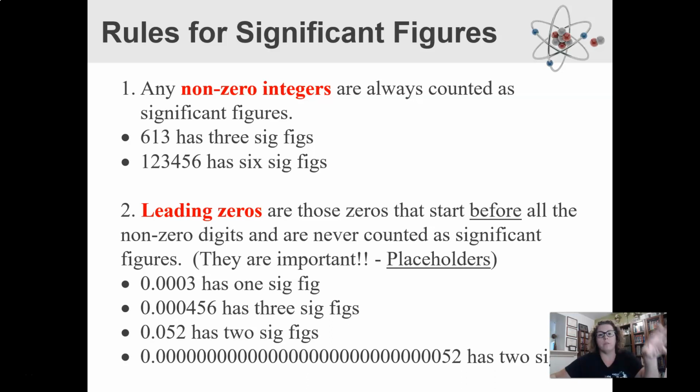Is it before the number? Is it in between numbers? Or is it at the very end of numbers? It actually does matter where that 0 is placed. So for the second rule, and for the rest of the rules, it's all about the number 0.